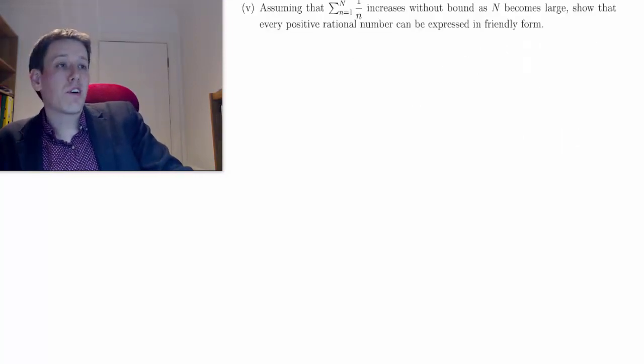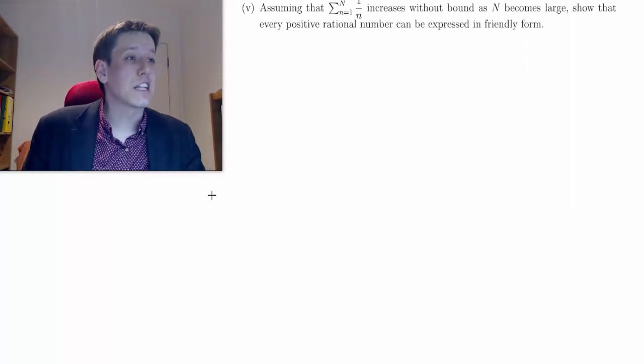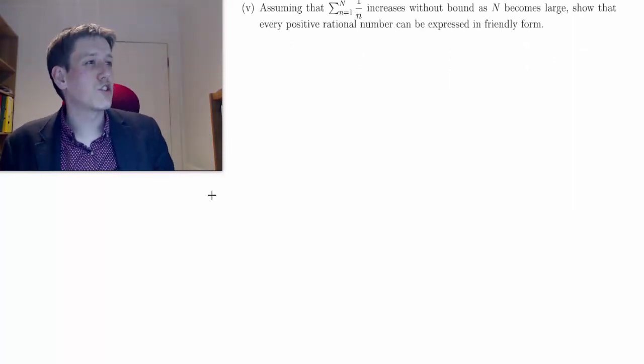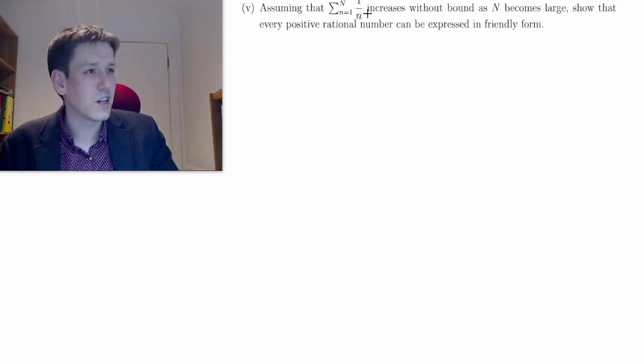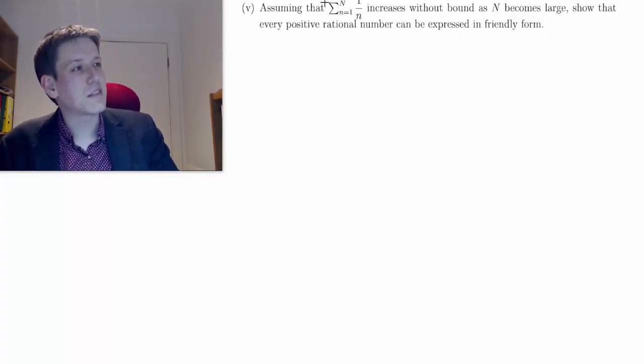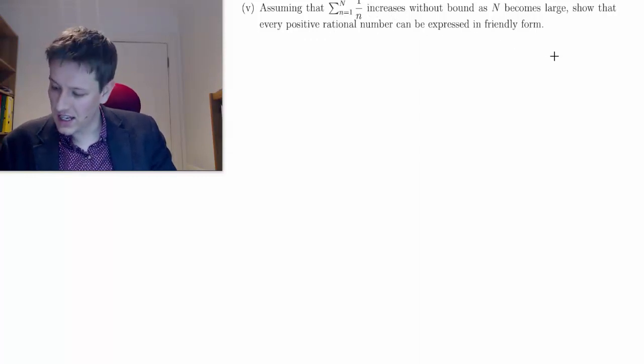Right, okay, part 5 then generalizes this result just a little bit further, and it says, okay, now assume that this sum, which you might know as the harmonic series, increases without bound as n becomes large. I've actually done another video a couple of years ago that proves that this harmonic series is infinite. It's a very, very important example in real analysis, but we're allowed to just assume that's true, so show that every positive rational number can be expressed in friendly form.